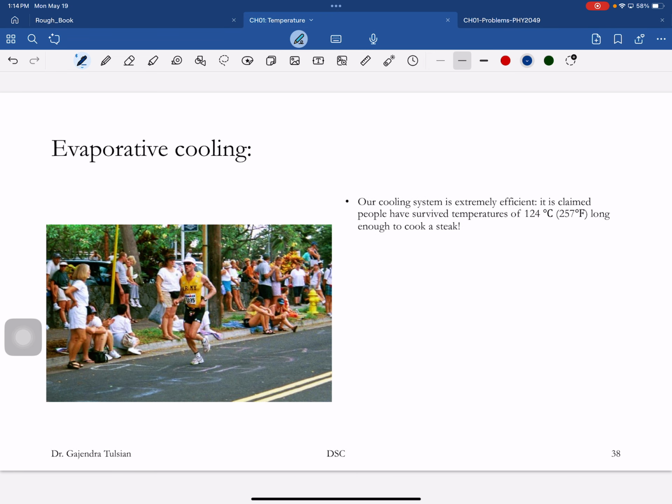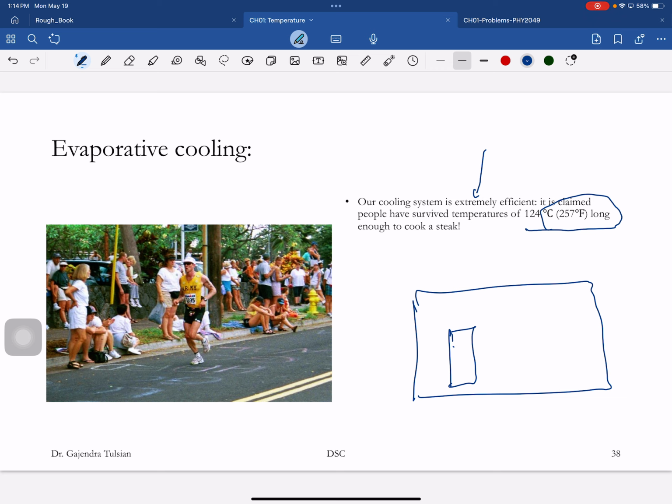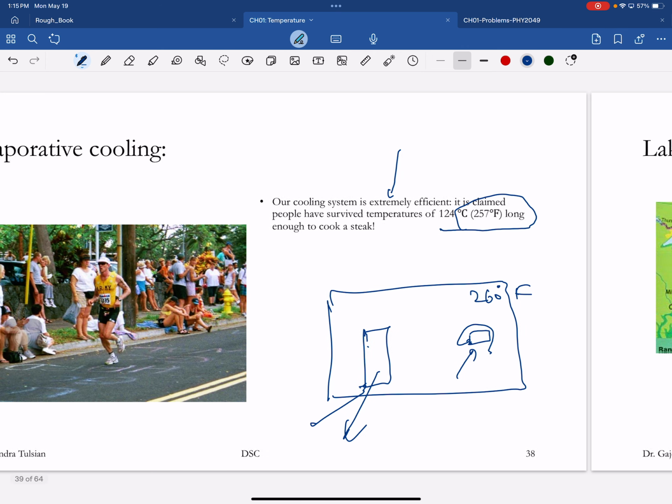So here's an interesting fact. Our cooling system is extremely efficient. It's claimed that people have survived temperatures of 260 Fahrenheit long enough to cook a steak. So anyway, the claim is the following. Here's a person and here's a steak, 260 degrees Fahrenheit. You put them both in at the same time. This thing cooks, and this person walks out. So that's the claim. We don't know if he was hungry enough to eat that afterwards, but that's the claim.